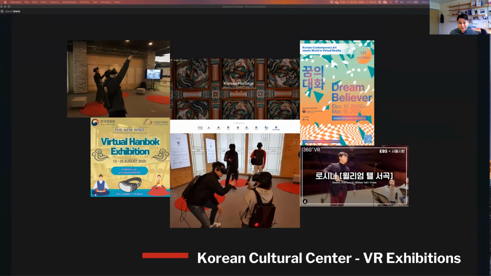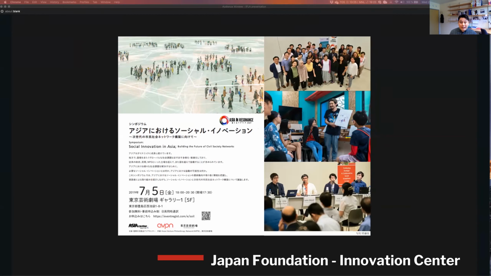And lastly, the Japan Foundation Innovation Center. They were previously famous for promoting cultural heritage and educational programs in partnership with UNESCO in the 80s and 90s after World War II. Now they've been actively promoting social innovation programs that help developing nations like those in Southeast Asia to tackle and solve social issues such as poverty and social injustice.